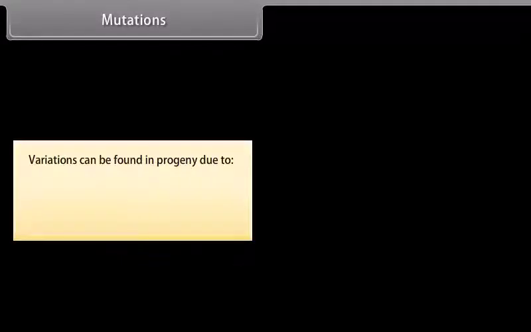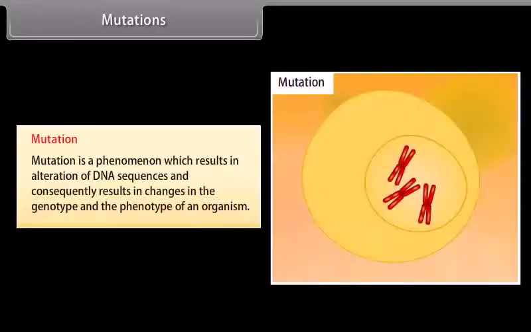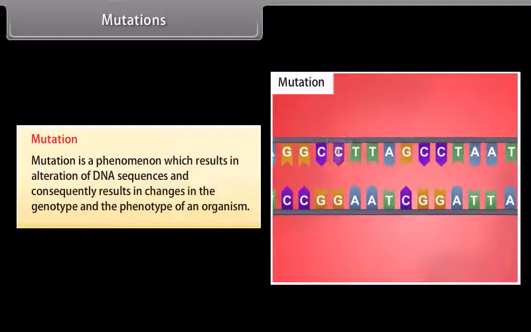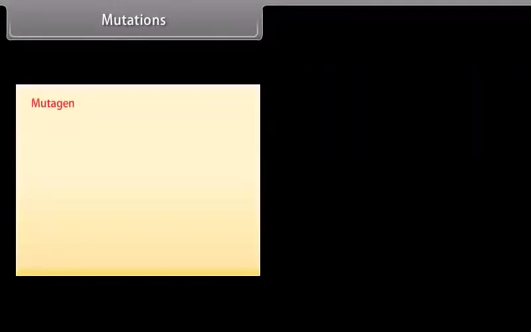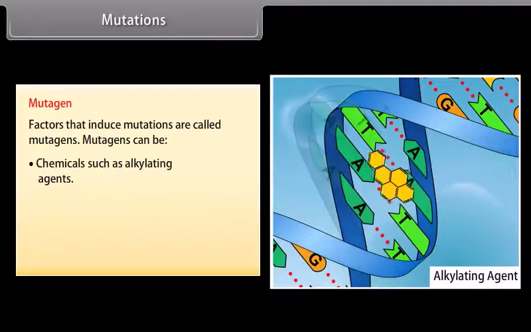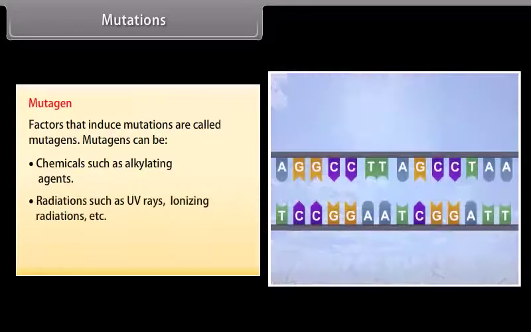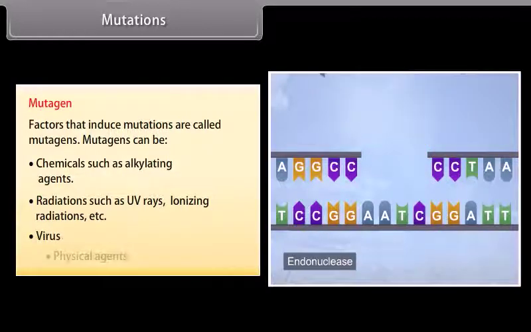Mutations. Variations can be found in progeny due to: number 1, recombinations after crossing over of chromosomes; number 2, mutations. Mutation is a phenomenon which results in alteration of DNA sequences and consequently results in changes in the genotype and the phenotype of an organism. Mutagen: factors that induce mutations are called mutagens. Mutagens can be chemicals such as alkylating agents, radiations such as UV rays, ionizing radiations, etc. Virus. Physical agents.